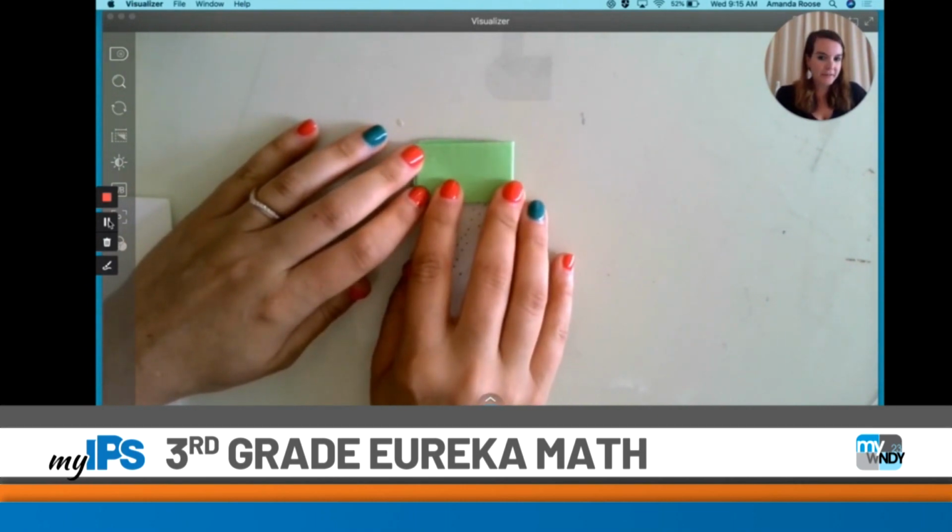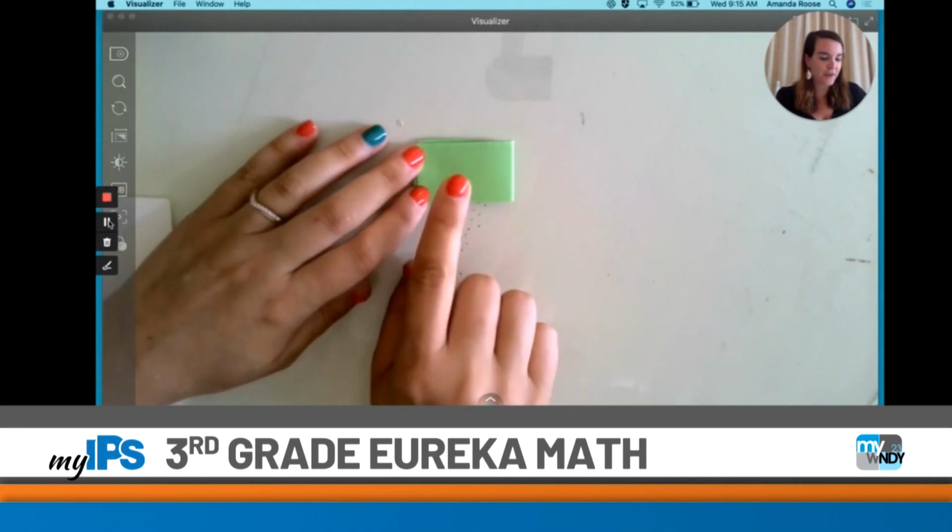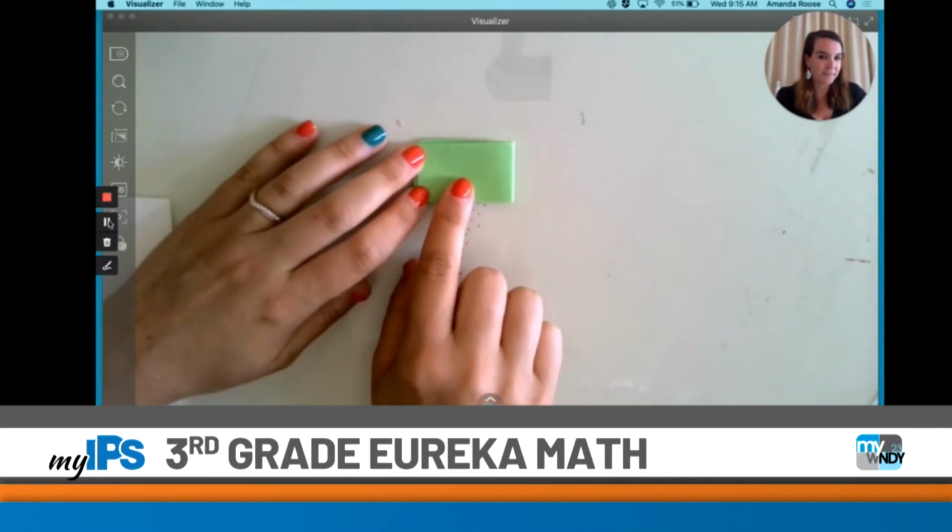Noticing a pattern. I remember when we folded in half and then in fourths, and we folded one more time, we got a number that was related somehow to 4. Let's see if you can predict how many we're going to have this time. We started with thirds. We made one more fold. Let's see if you're right.